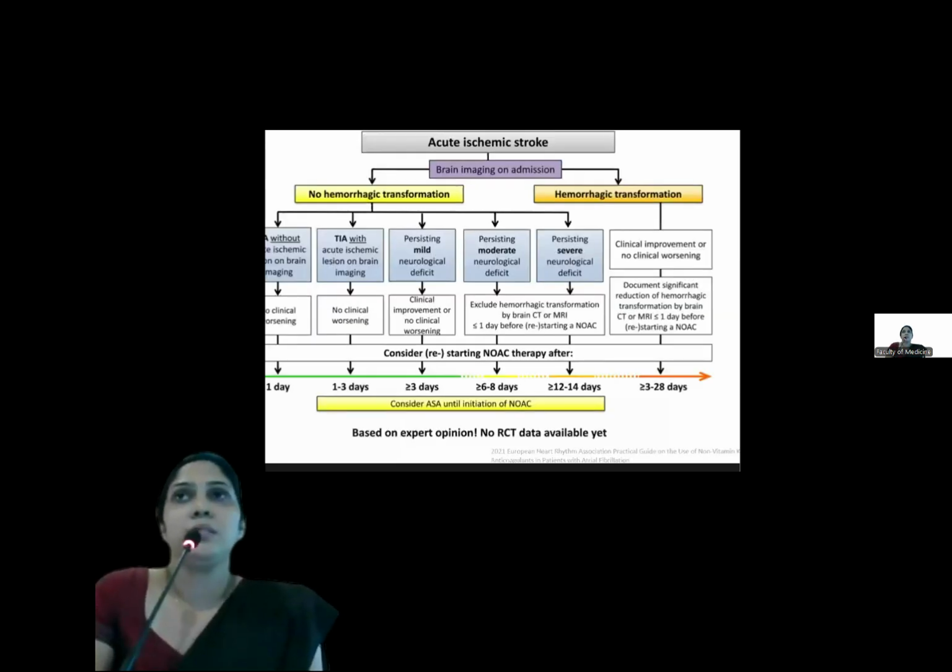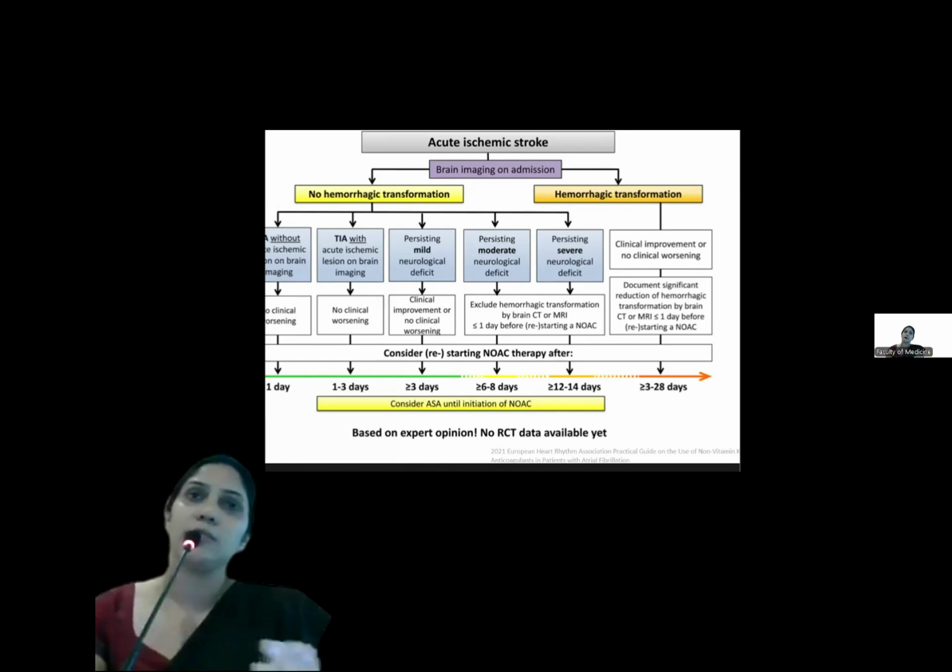And the real question is, the post-stroke period is the period where the patient has the highest risk of bleeding as well as the highest risk of thrombosis. So when are we going to restart DOAC?